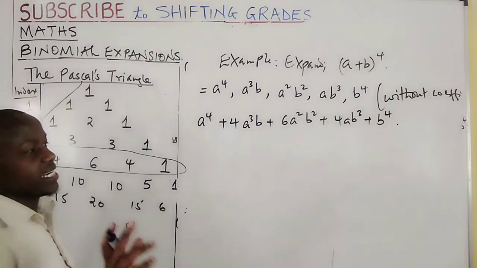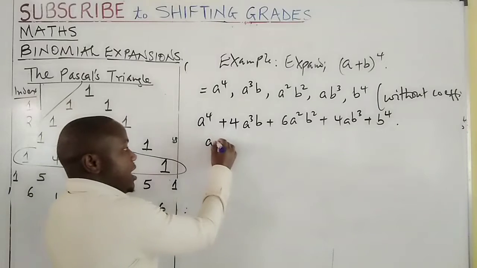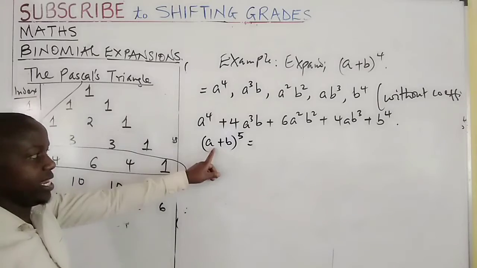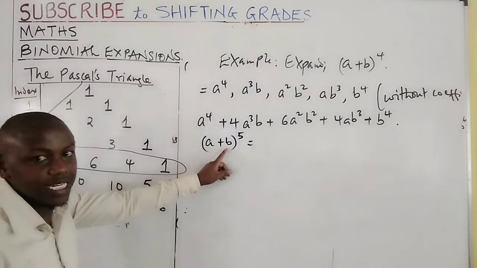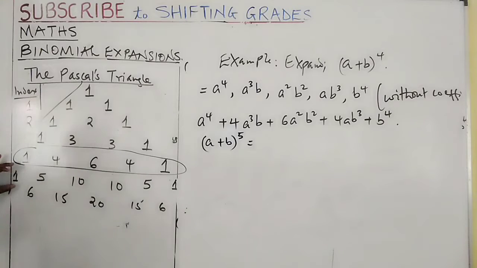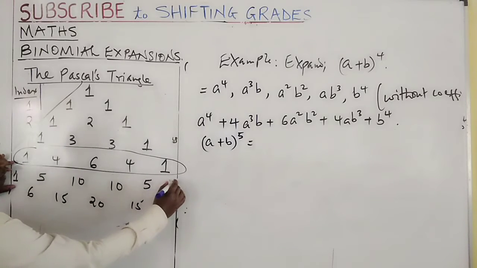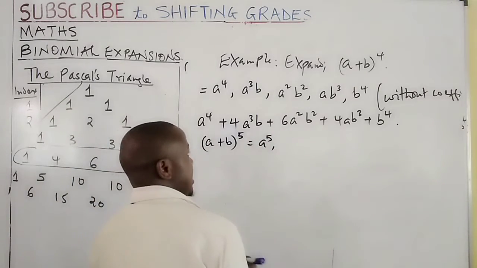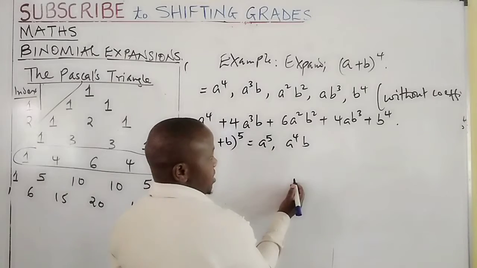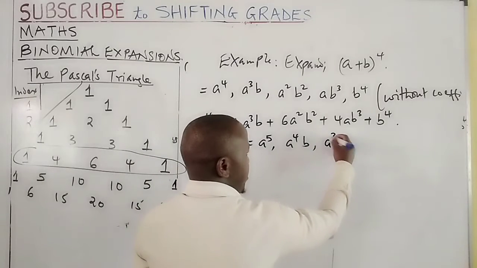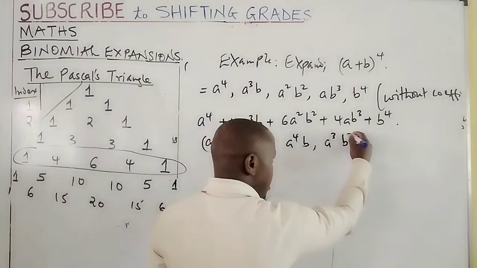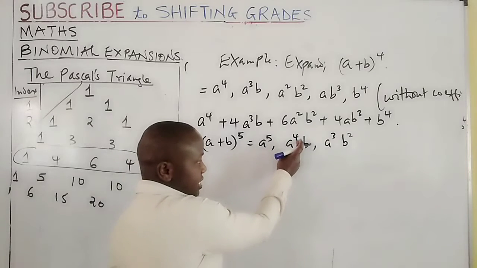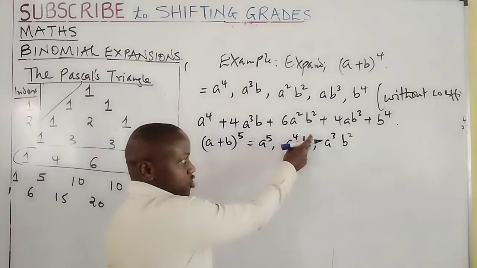Therefore, in case it was the same term, a plus b power 5, then we will have powers of a decreasing as the powers of b ascend, and we insert the coefficients for 5. Therefore, we will have a power 5. The next term will be a power 4 and b. The next one will be a power 3 and b power 2. In each case, the powers should be totaling to 5. So a power 5. This is power 4, but this one is to power 1. So they are still totaling to 5.